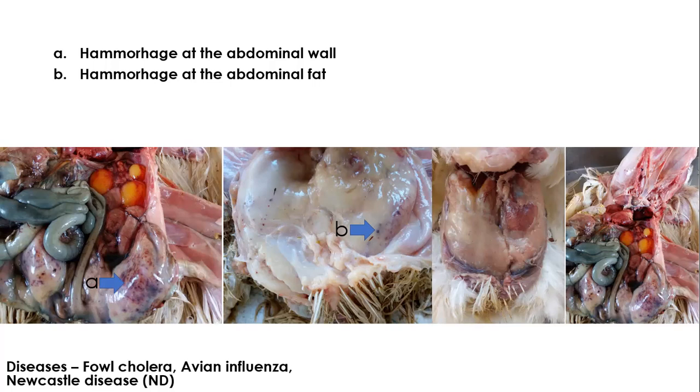So when you start seeing pinpoint hemorrhage, as you can see all around, that is an indication that there is a problem happening somewhere, because the abdominal fat is supposed to be just white, not gray. You should know better with color. So that's how it's supposed to look without this hemorrhage that we are seeing there. You can see that in fowl cholera. You can see it in avian influenza. You can also see it in Newcastle disease.